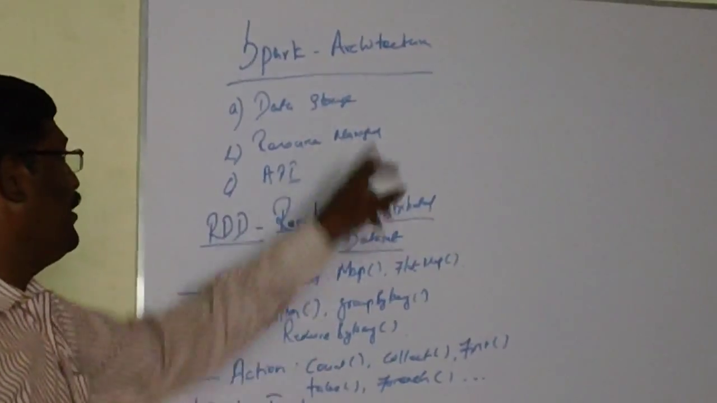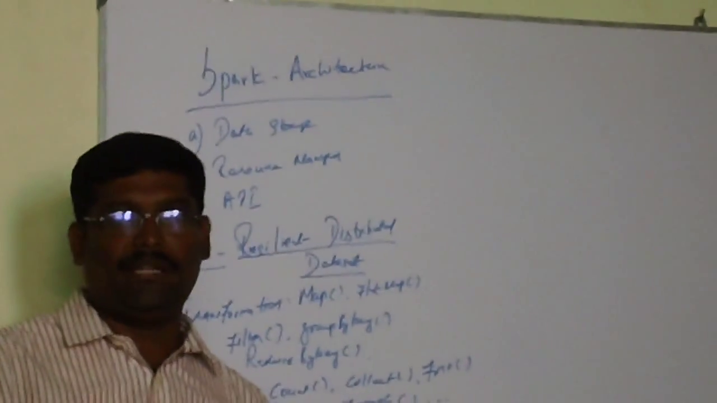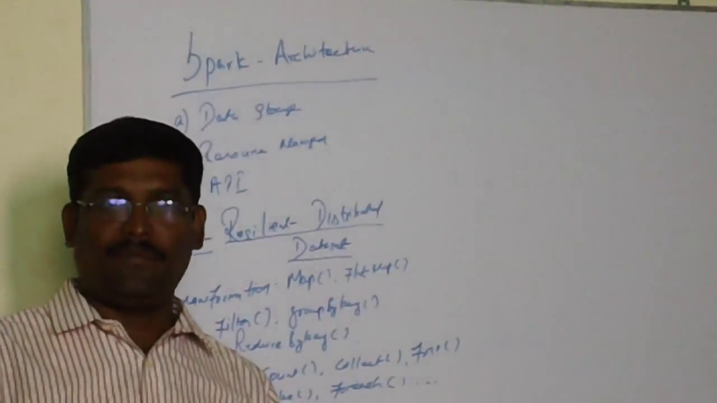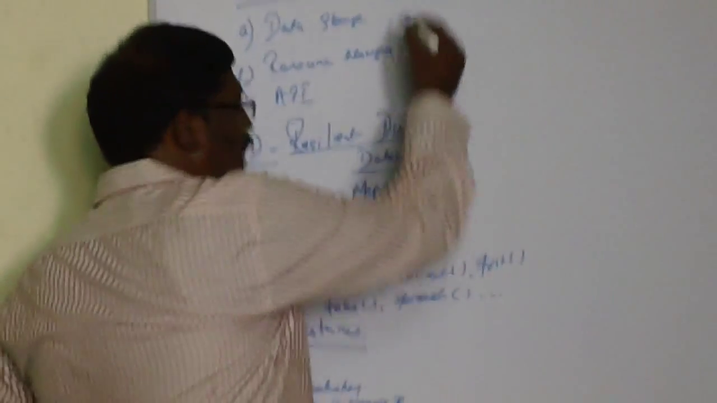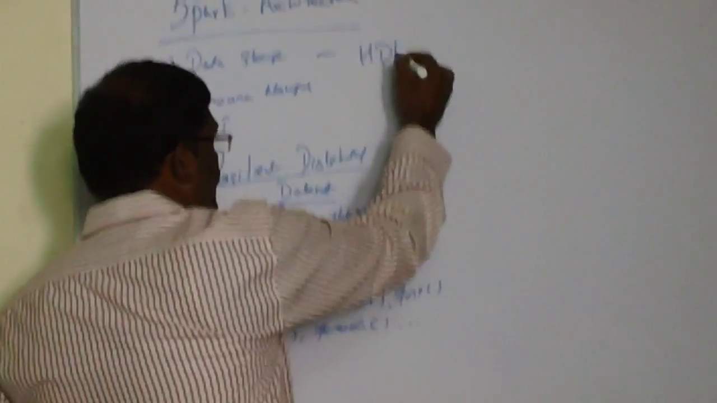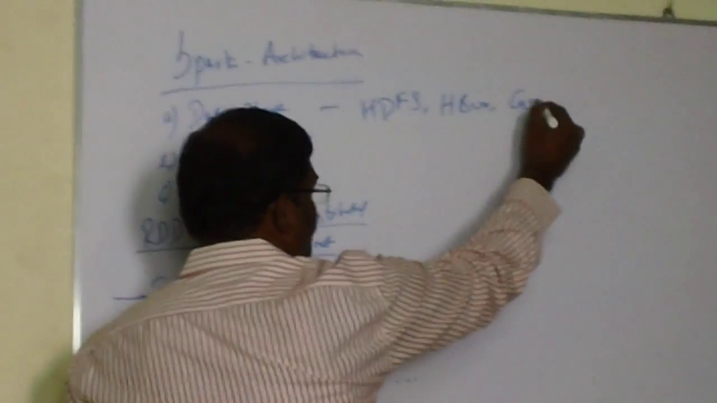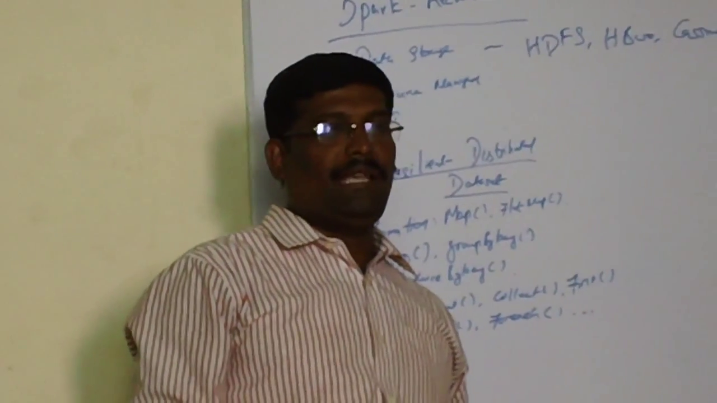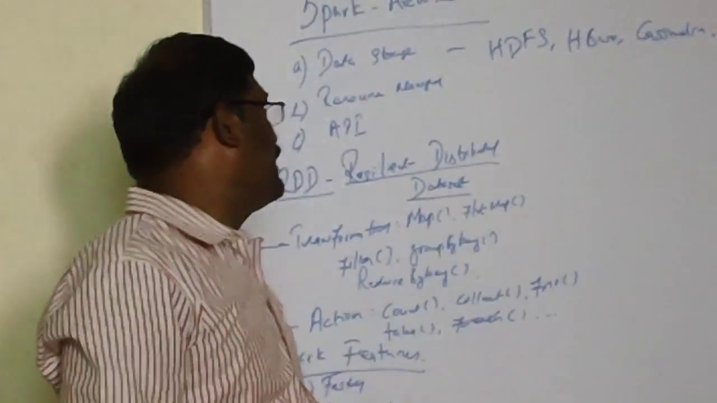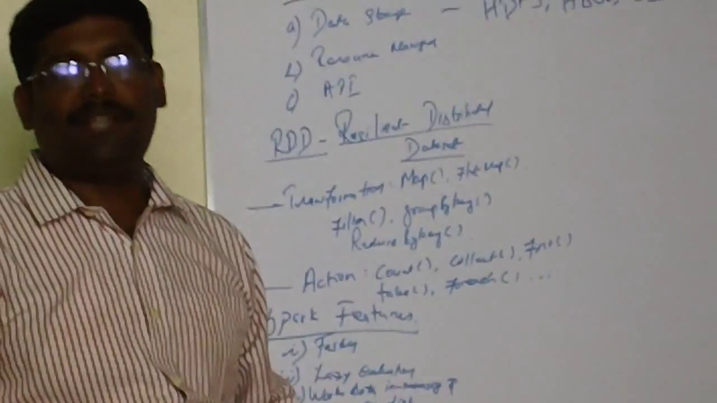Now we are going to talk about Spark architecture. We know that Apache Spark is a computational framework, but for data storage it relies on another one. It works very well with Hadoop compatible data storage mediums like HDFS, HBase, Cassandra. And we can also store in Amazon S3. So for data storage, you use any one of these, and Spark is only the computational framework.